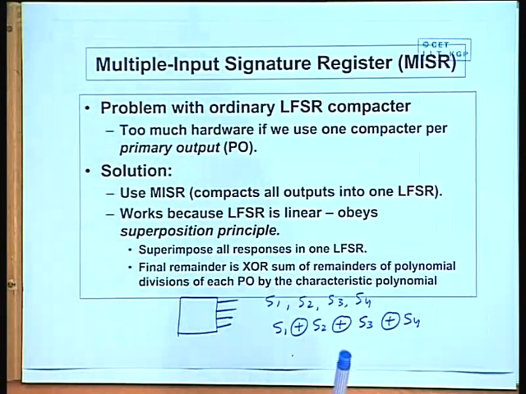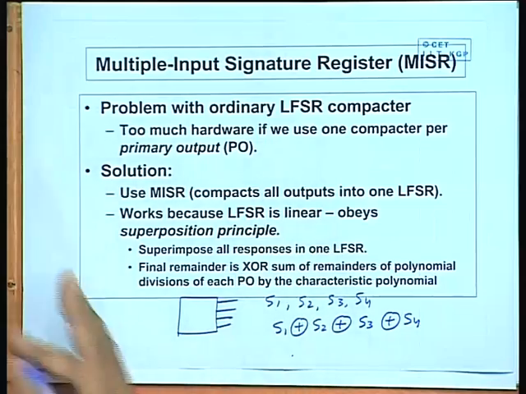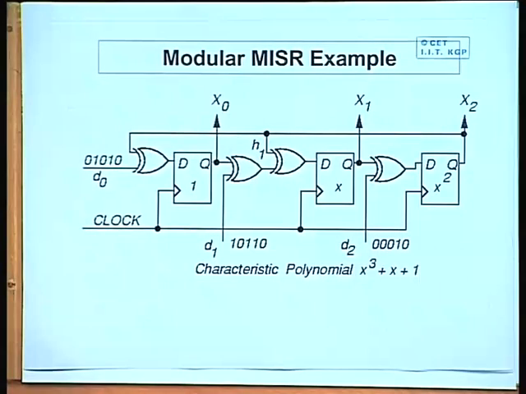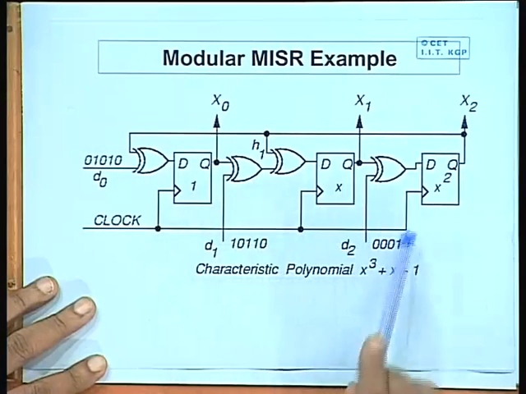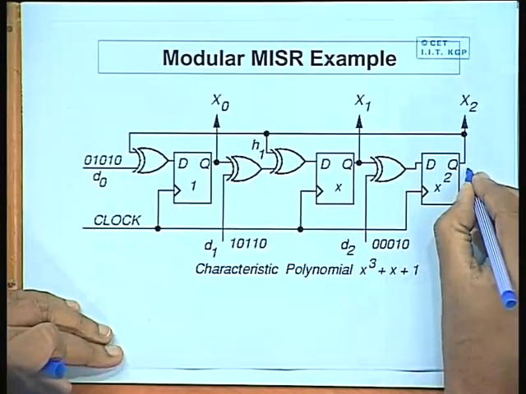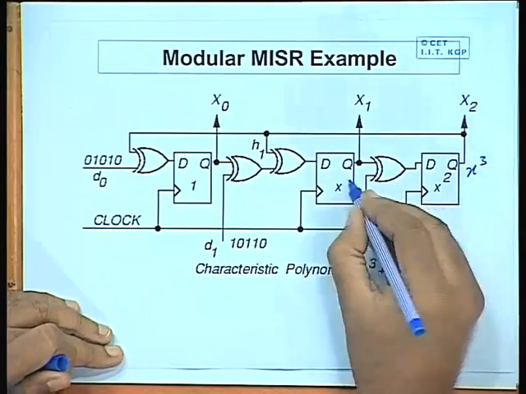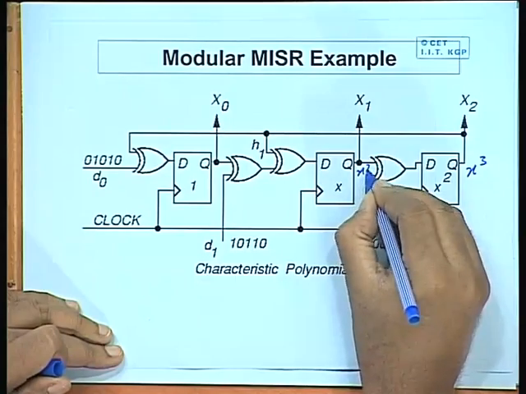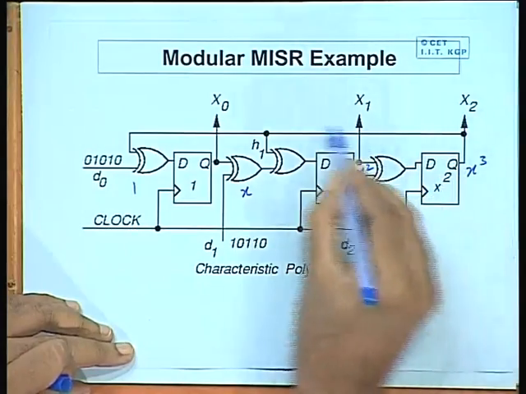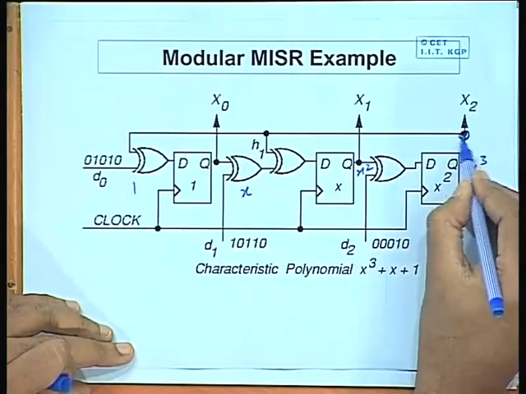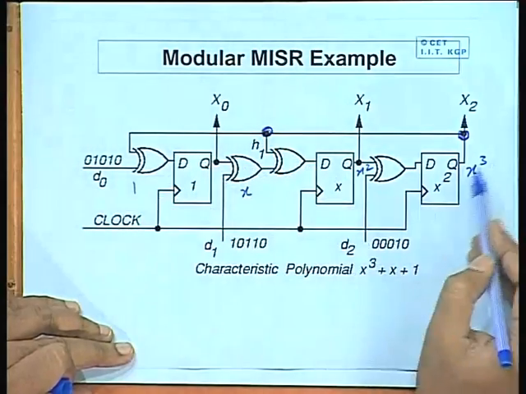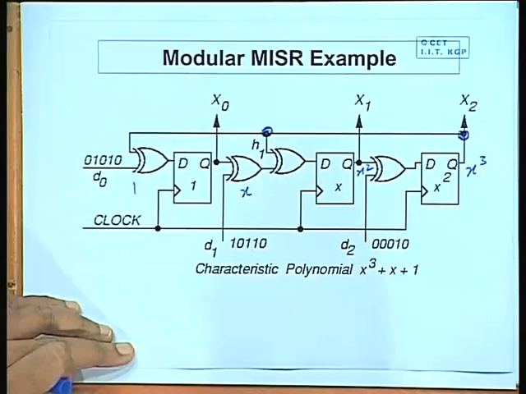So MISR is also a structure which is quite popularly used, and MISR looks like this. This realizes the polynomial x cube plus x plus 1. This is x cube, x square, x and 1. You look at the feedback path: it has a connection here, it has a connection here and of course in the input. So it is x cube, x and 1.